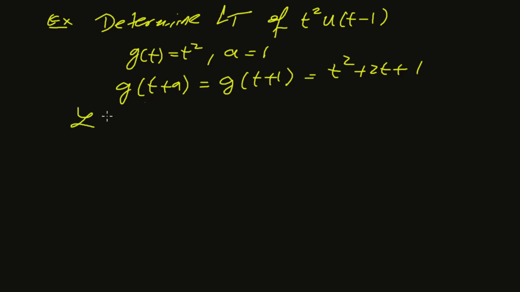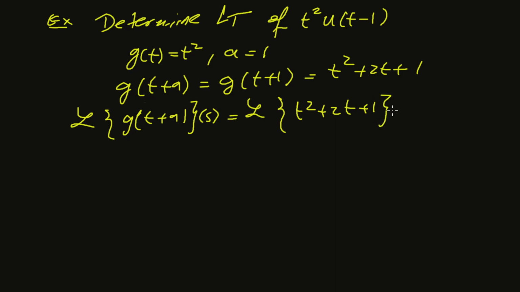And of course now if you want to find the Laplace transform of g of t plus a on s, it will be Laplace transform of the t squared plus 2t plus 1 on s, which we've done previously for t squared, and so we'll have 2 over s cubed plus 2 over s squared plus 1 over s.